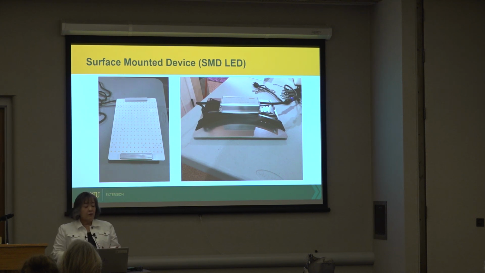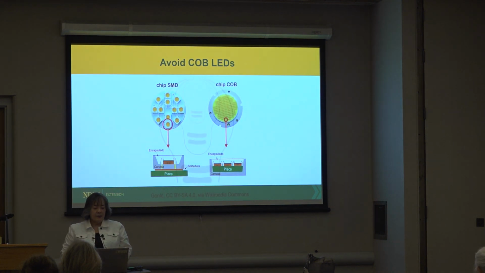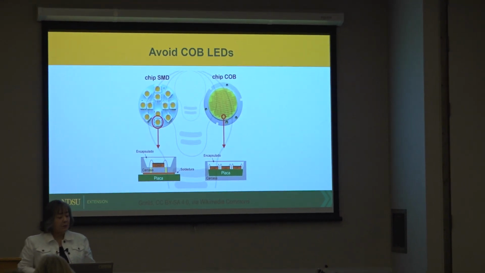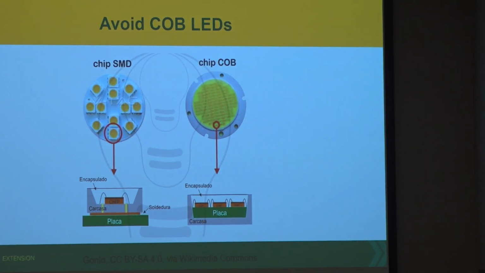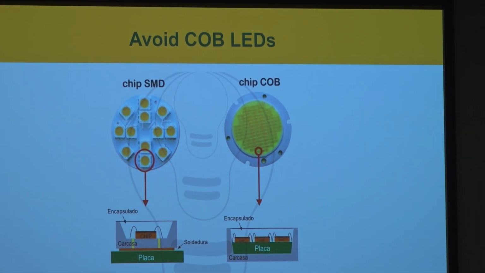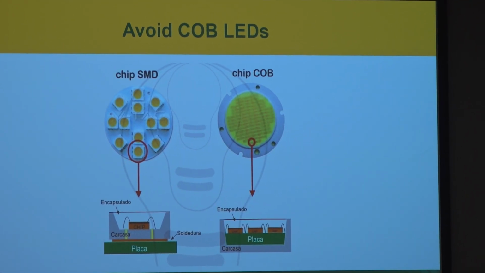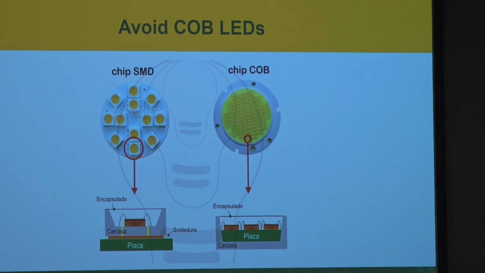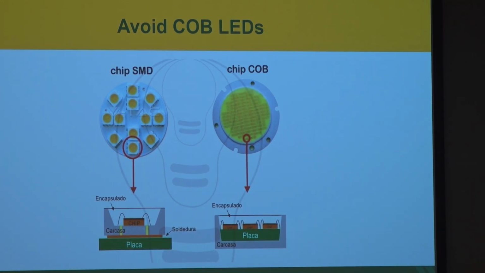So we want to be looking for a surface-mounted device. We want to avoid the COBs, which is chip on board. For a while, it looked like the industry was going to go more towards chip on board, but now it seems to be going away from it. And that's where they've got the diodes that are clustered together, kind of like in a headlight type of structure.